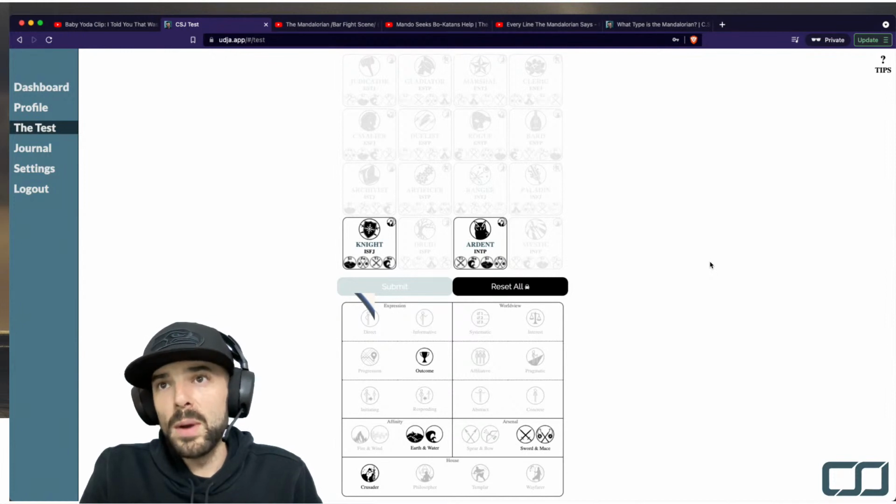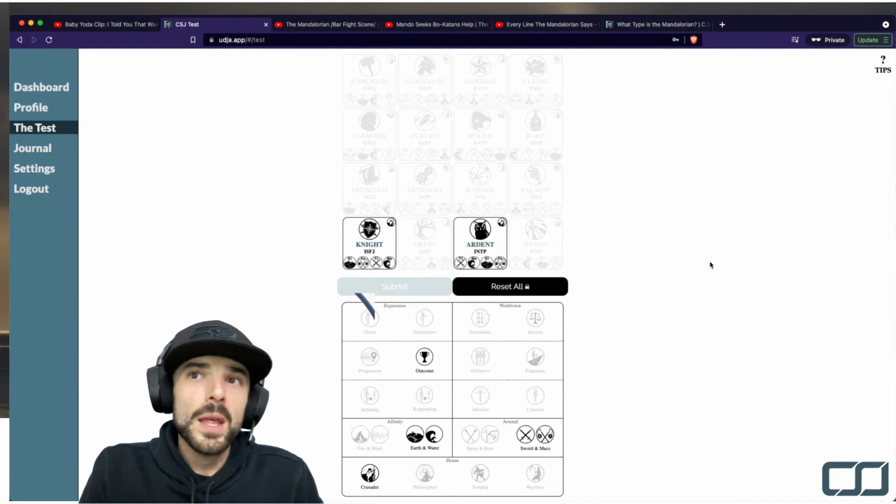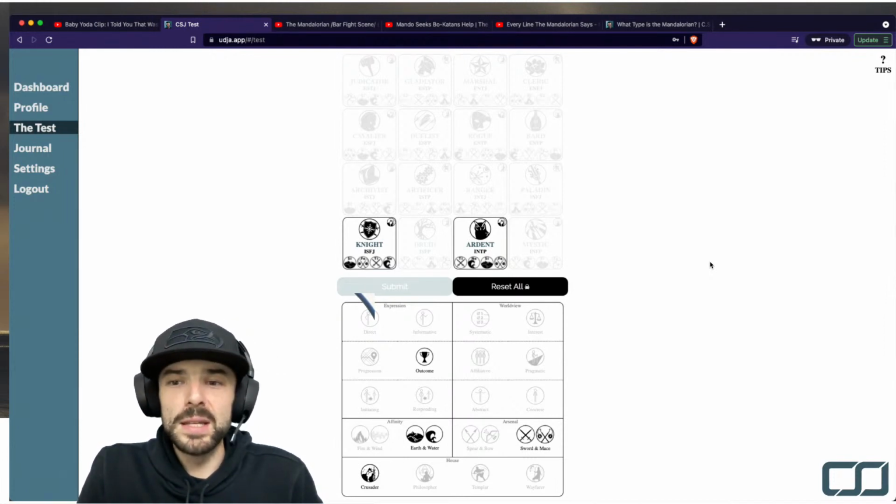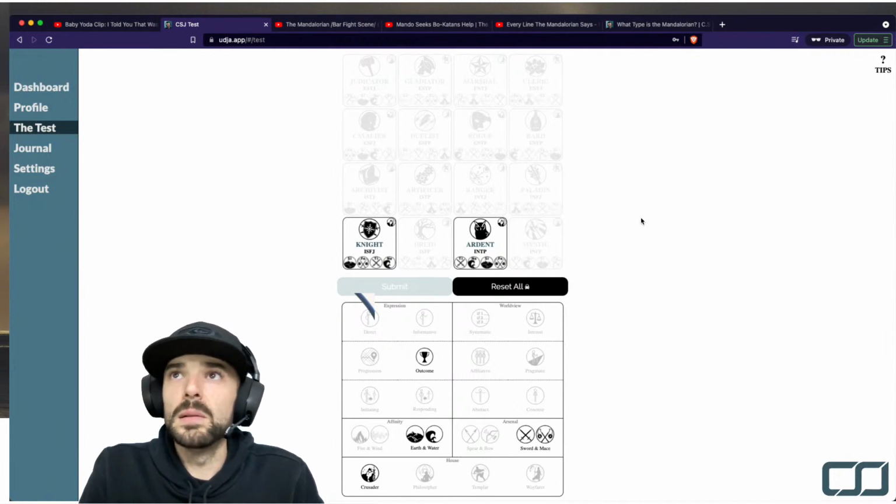Okay, so already we know, just based on the type grid and the UCHA test right now, that he's a behind the scenes Crusader, so it's ISFJ versus INTP, just straight up.